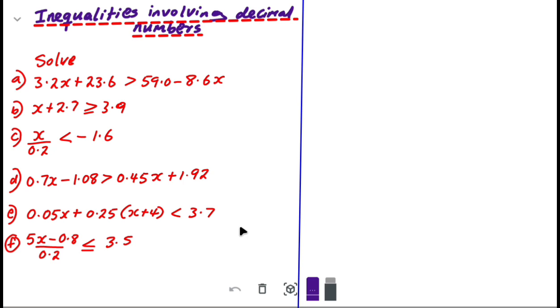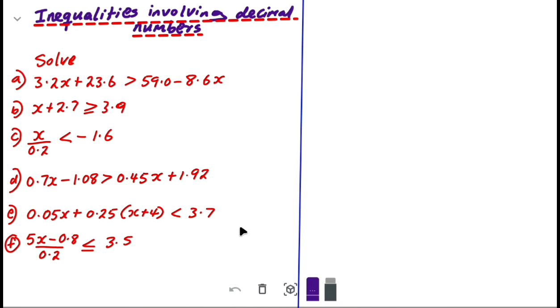numbers? The first thing we need to take note of is that we treat inequality involving decimal numbers just like ordinary numbers. The next thing we need to do is to perform the same operation on both sides. Thirdly, when we are multiplying or dividing by a positive decimal number, we keep the inequality sign unchanged. The inequality sign will not change when you are dividing by positive decimal numbers.